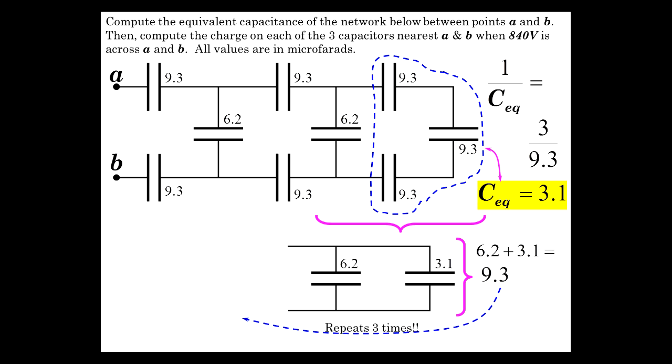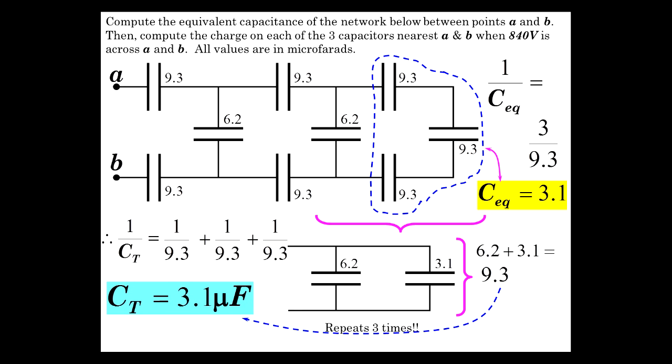So that 9.3 microfarad capacitor now is this whole thing. Oh, but that's originally what this outer one was. So immediately we see a pattern emerging. We have this reducing down to a 9.3, so there's a total of 3 occurrences of that. We just need to do it 2 more times. And we end up at the end with the equivalent capacitance is 1 over 9.3, 3 times, giving us a total capacitance of 3.1 microfarads between A and B.